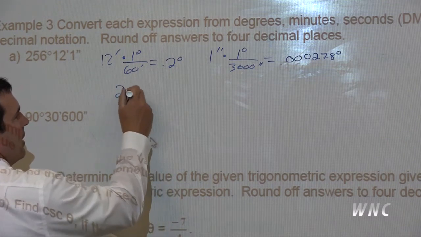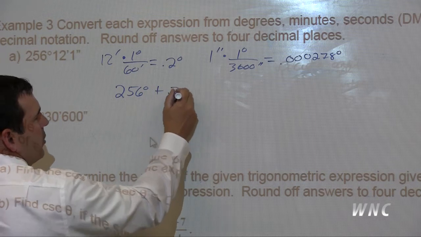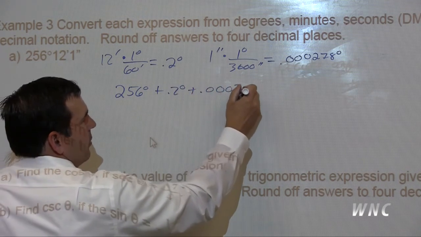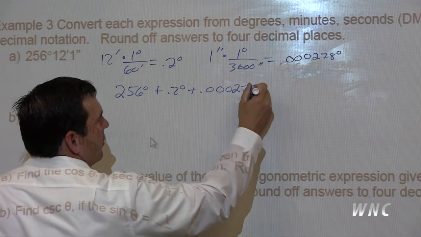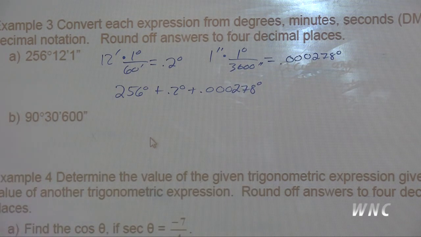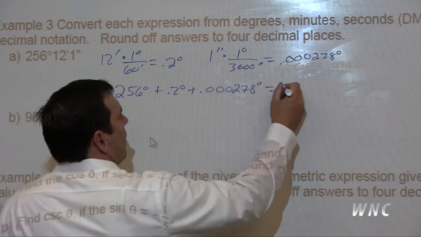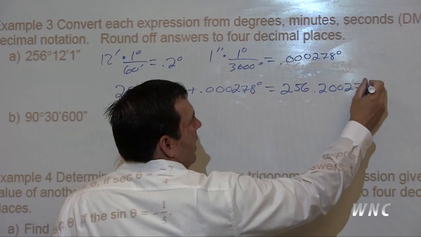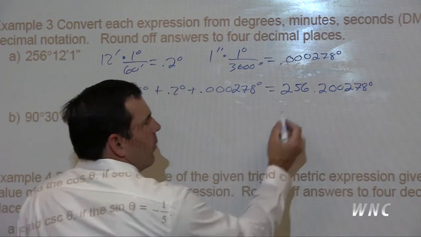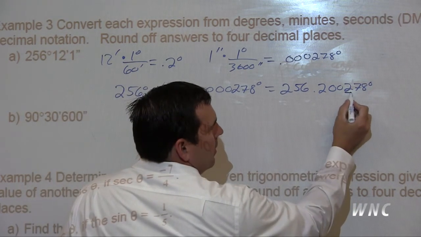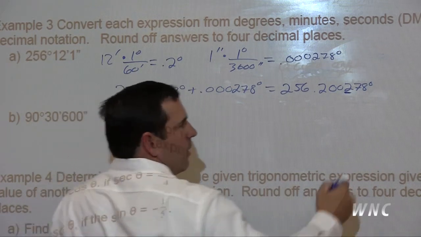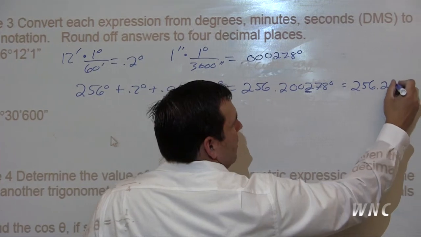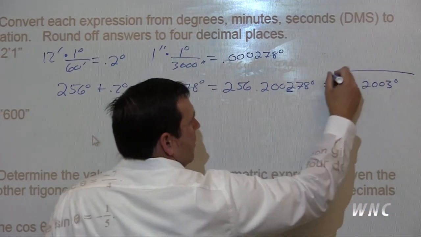So I have 256 degrees plus 0.2 degrees from here, plus 0.00278 degrees. If I add all that up, I have 256.200278 degrees. We're only going to go to 4 decimal places. We're going to cut it off there, so we've got to round it up because of the 7: 256.2003 degrees.